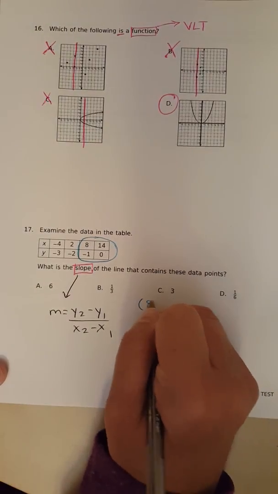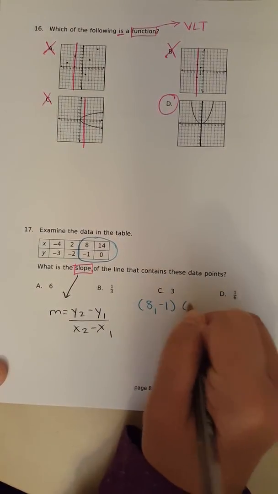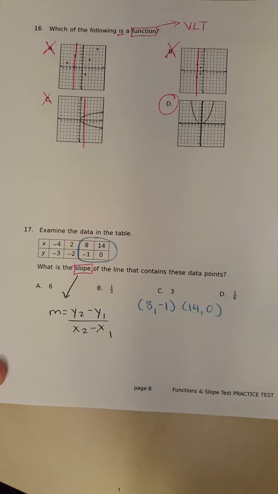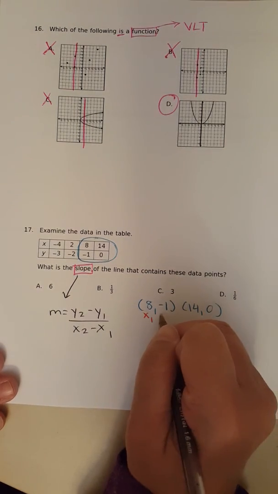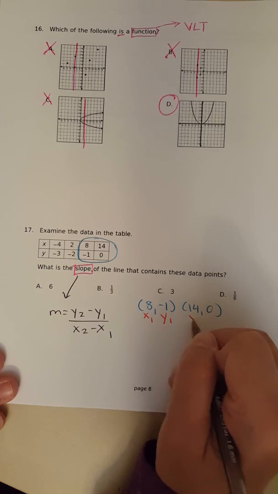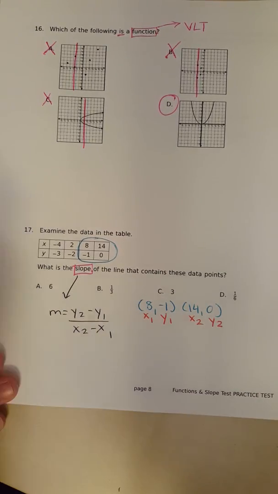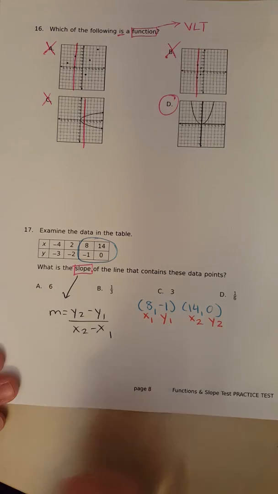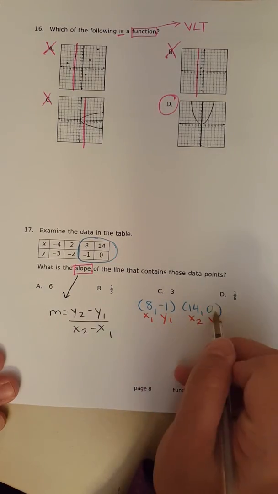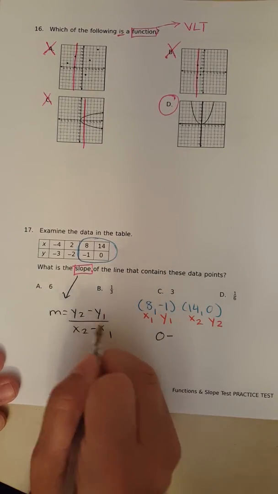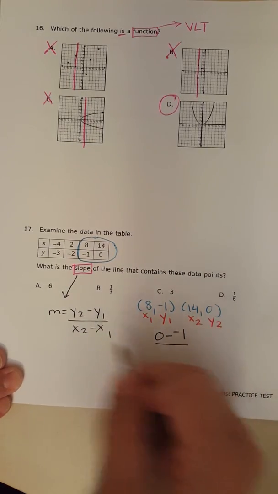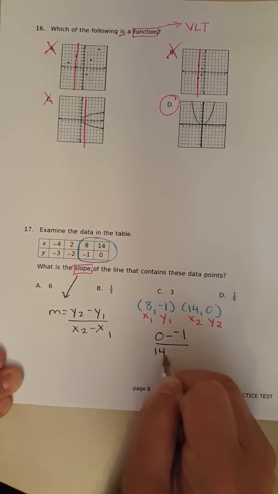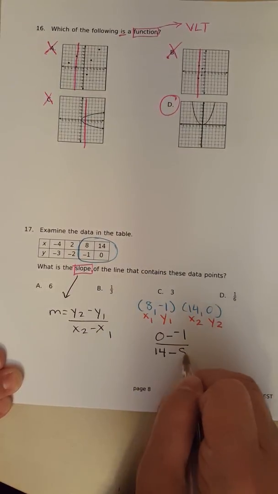So my points here I'm using are 8, -1 and 14, 0. And again, you could choose any of those points, any pair, and it's still going to give you the same answer. So I'm going to label. This is my x for my first ordered pair, my y for my first, my x for my second, and my y for my second. And I'm going to plug into my formula. So my y for my second is 0, minus my y for my first, which is -1. We have to be careful with the negatives there. Divided by my x for my second, which is 14, minus my x for my first, which is 8.